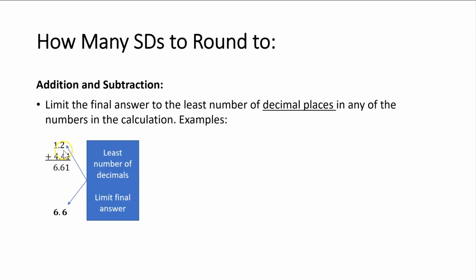If I was adding 1.2 plus 4.41, which equals 6.61, I would round that answer to 6.6, just 2 significant digits. Why? Because I look to that first number, there's only one decimal place. So I go by the least number of decimal places. There's 1 decimal in the first number, there's 2 in the second number, so I round to 1 decimal place, or 6.6.